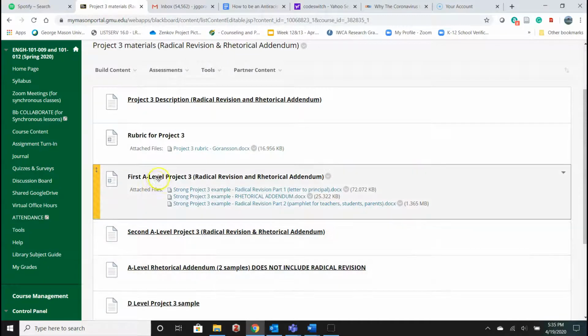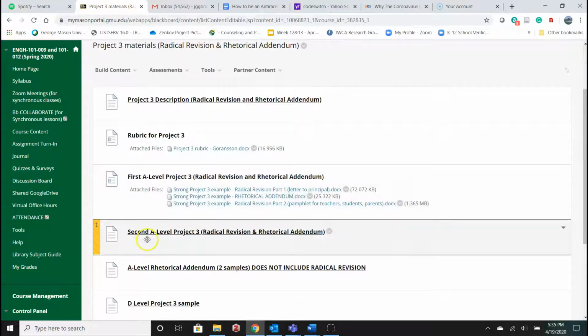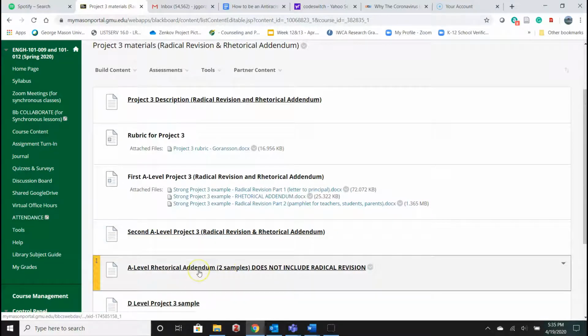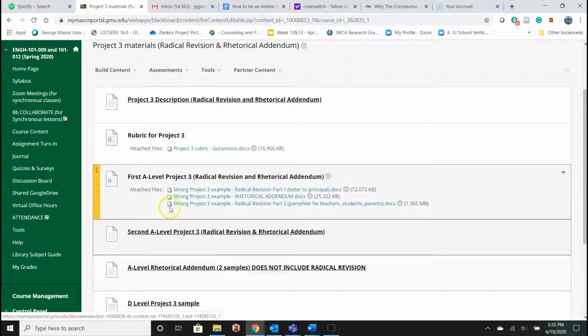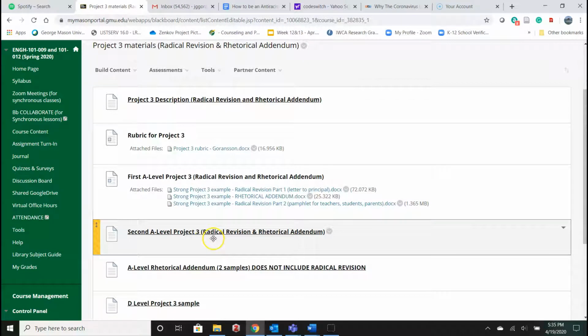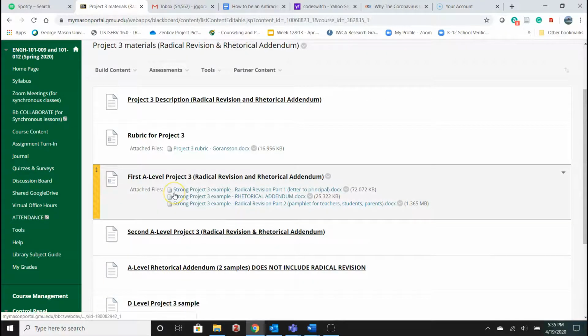So there's the first A-level project. This is all of the components. So it's 2 different new genres that he wrote in, and then the rhetorical addendum. This is the second one, which has both parts, and then this one, these A-level samples don't have the radical revision. So if you have to pick between the 3 to read, these first 2 for sure, and that should be sufficient. If you are interested, you can read the third one, but that one's a little bit optional.